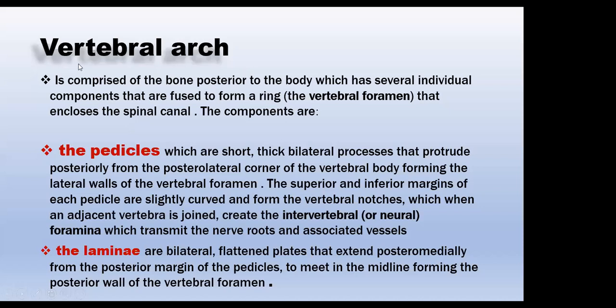And the vertebral arch consists of pedicles, laminae, and seven processes. We talk about the pedicles projecting posteriorly from the posterolateral corner of the vertebral body, forming the lateral wall of the vertebral foramen, and the superior and inferior margins of each pedicle are slightly curved and form the vertebral notches, which, when an adjacent vertebra is joined, create the intervertebral or neural foramina, which transmit the nerve roots and associated vessels.